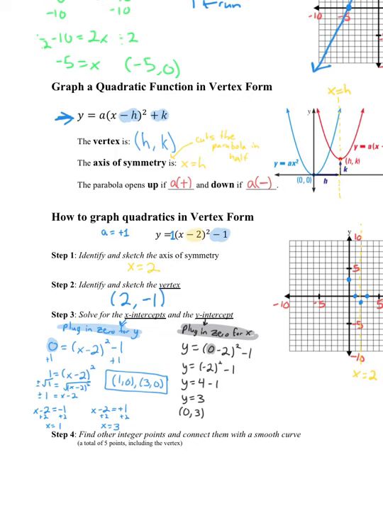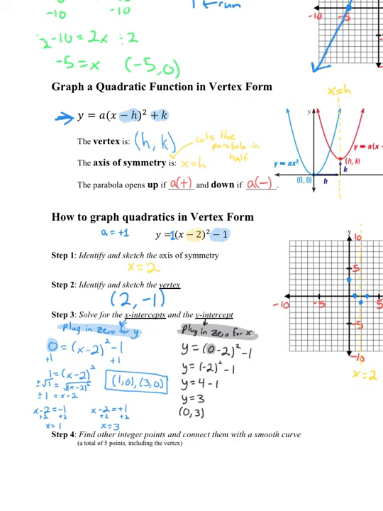Step 4 says find other integer points and connect them with a smooth curve. Basically, I want to find a total of 5 points, including the vertex. So I have 4 out of 5 points. And the nice thing is, because I have the axis of symmetry sketched here, I know that there should be a mirror point on the other side of this y-intercept. Like the x-intercept at (1, 0) is 1 unit away from the axis of symmetry. And then (3, 0) is also 1 unit away.